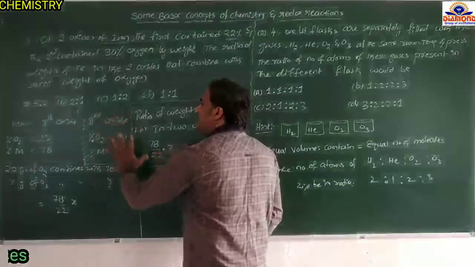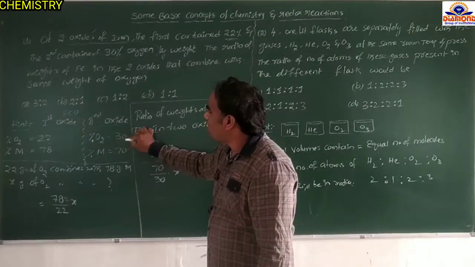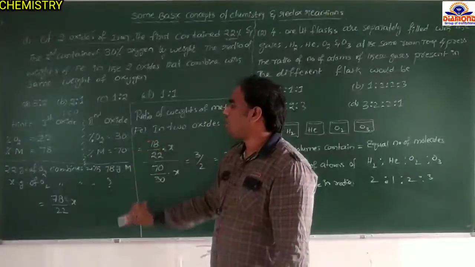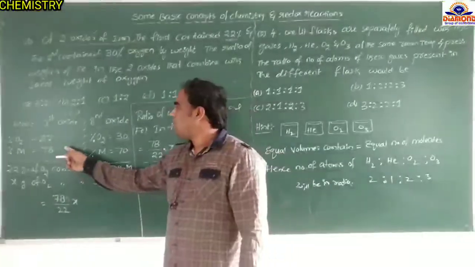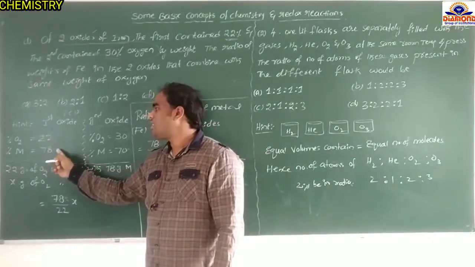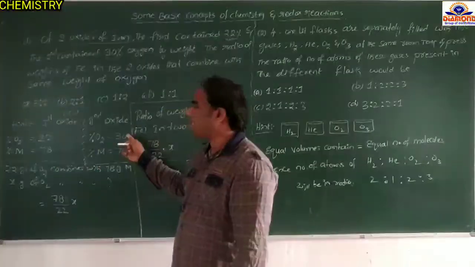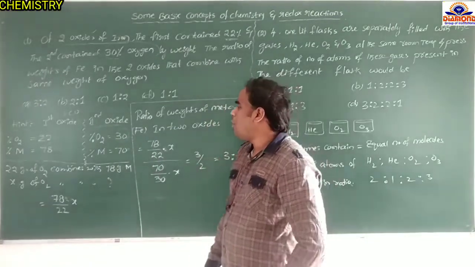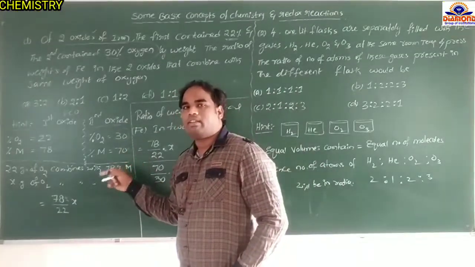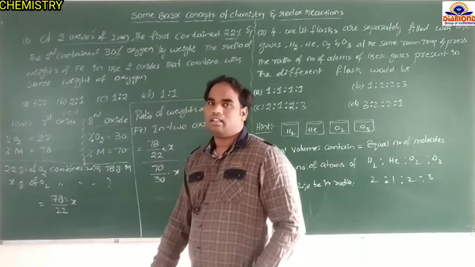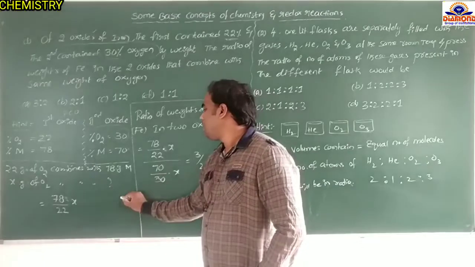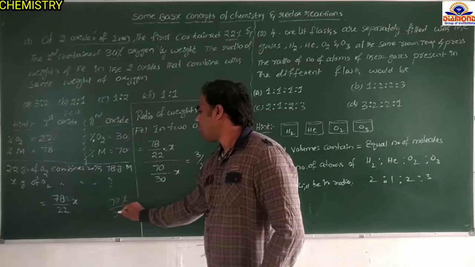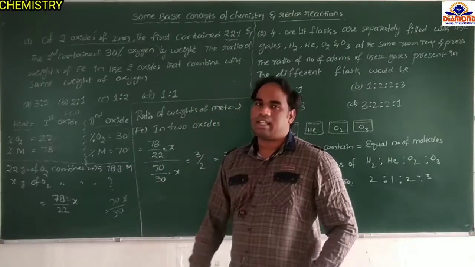In the same way, in the second iron oxide, 30 grams of oxygen combined with 70 grams of metal. In the first one, 22 grams of oxygen combined with 78 grams of metal; in the second, 30 grams of oxygen combined with 70 grams of metal. Therefore X grams of oxygen combined with how many grams of metal? X into 70 by 30, in the case of the second oxide.